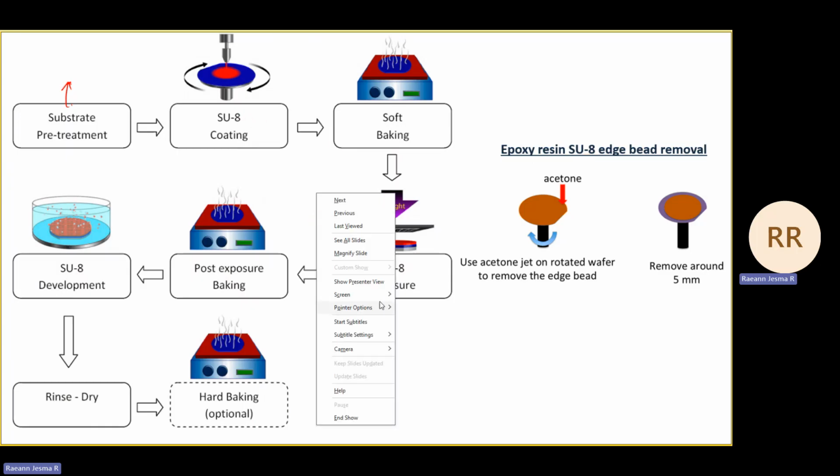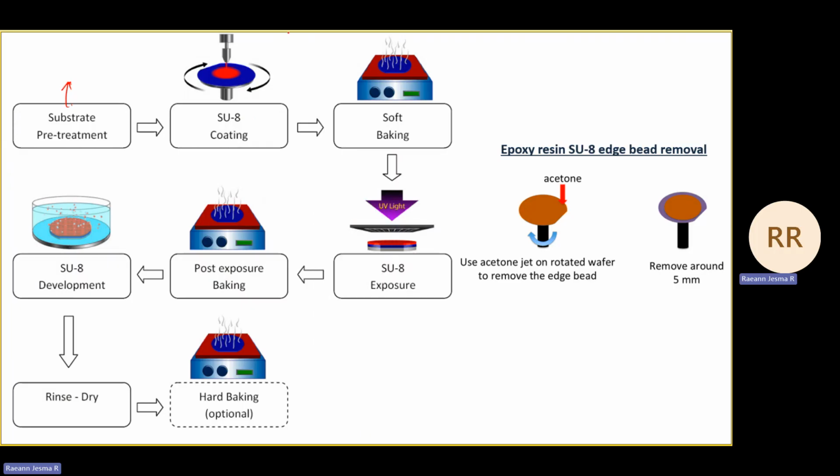There is also another step that we use after coating, called edge bead removal. When we are coating, since it is based on centrifugal force, the thickness will vary from the center to the outside, and at the outside the thickness will be very high. So we'll have something called an edge bead, meaning the thickness will be much higher at the edge, forming a bead kind of structure. To remove that, we just dispense acetone at the edge of the wafer while it is rotating. In this figure they are removing around 5 mm, but depending on your sample size, how much you remove will vary.